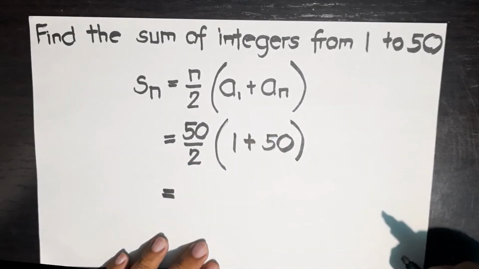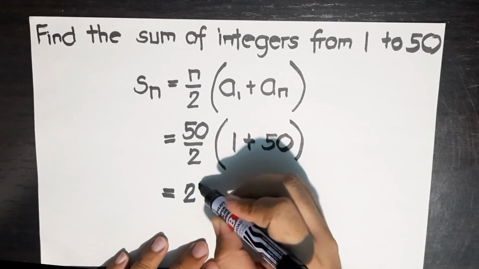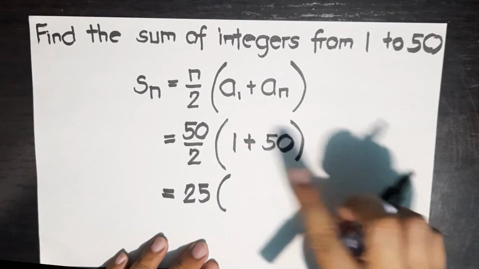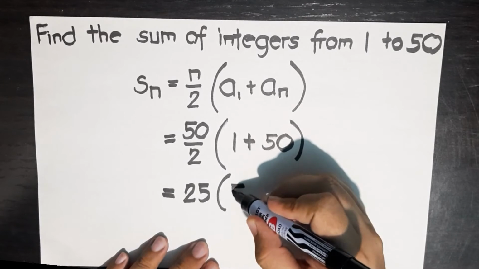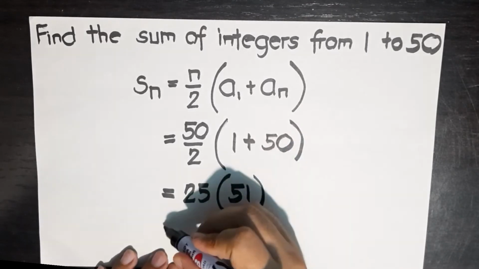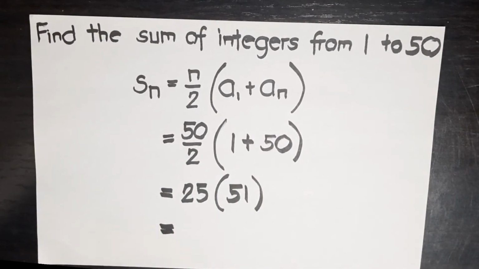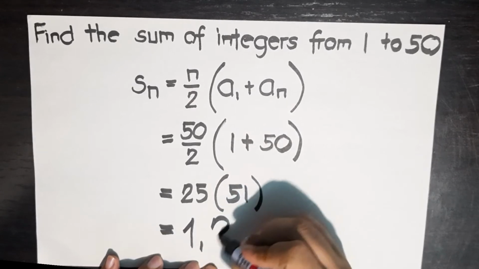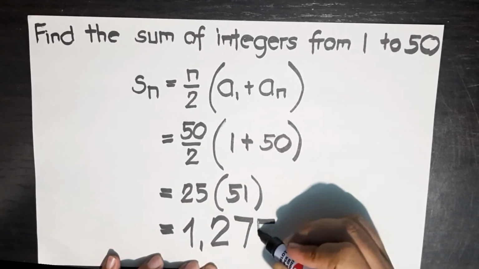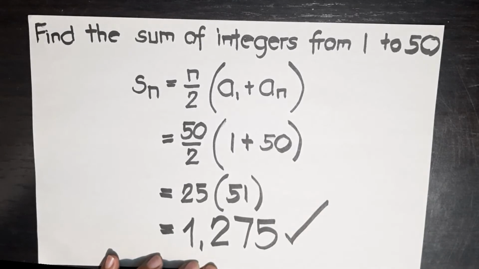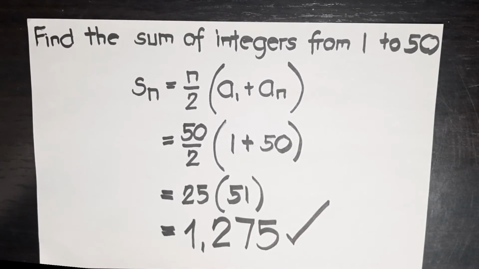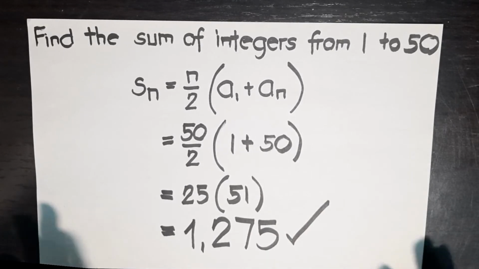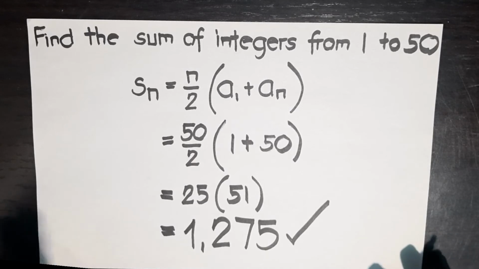So 50 divided by 2, we have 25, times 1 plus 50 will give us 51. Now, all we need to do is just to multiply 25 by 51, and our final answer is 1,275. So how do you know if your answer is correct? You can manually check 1 plus 2 plus 3 up to plus 50, or you can use the longer method.